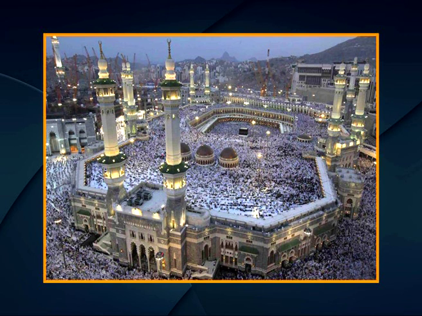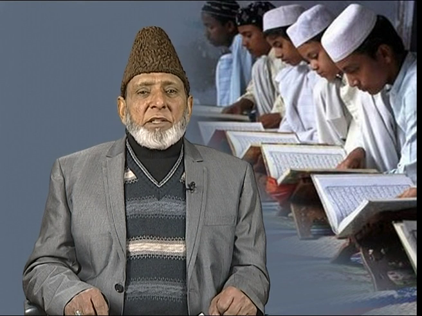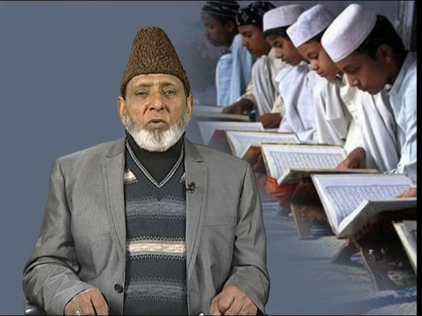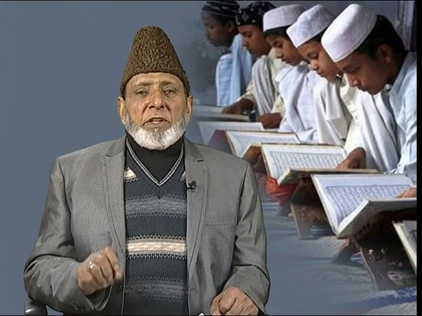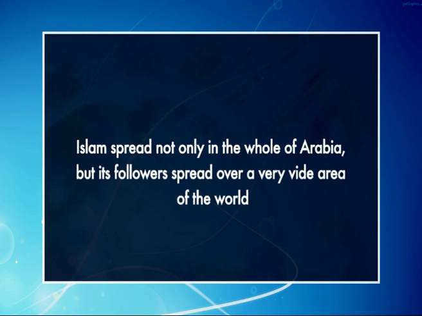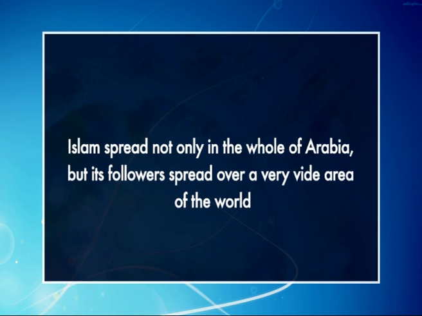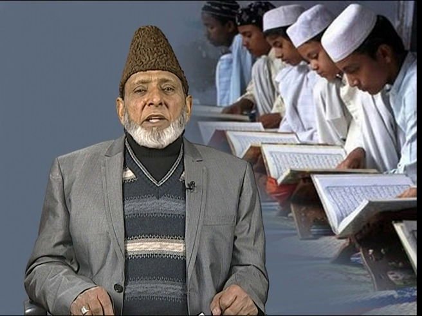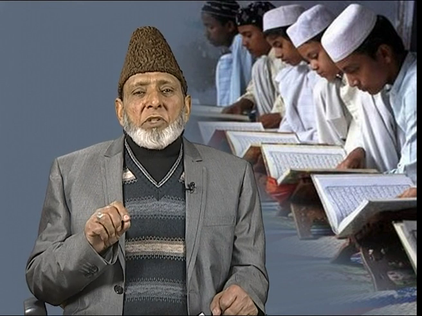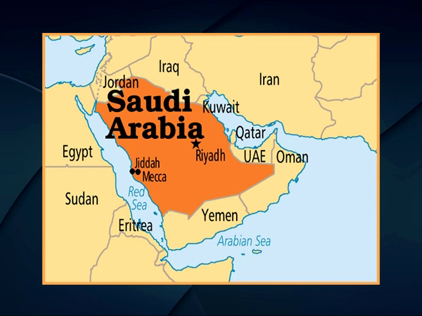The historical perspective. Prophet Muhammad was born in Makkah in 570 AD. He propounded a new religion called Islam in 610 AD when he was about 40 years old. Within a very short period of time, Islam spread not only in the whole of Arabia, but its followers spread over a very wide area of the world. After a lot of untiring efforts, not only did Islamic thought and practice develop and progress, but the Islamic State was also established in the whole of Arabia.